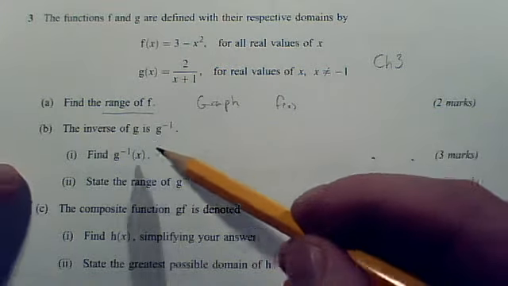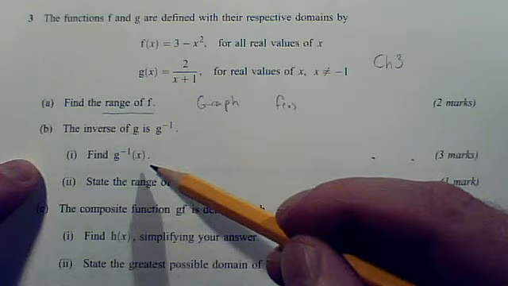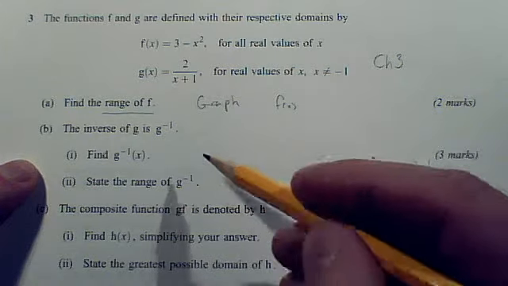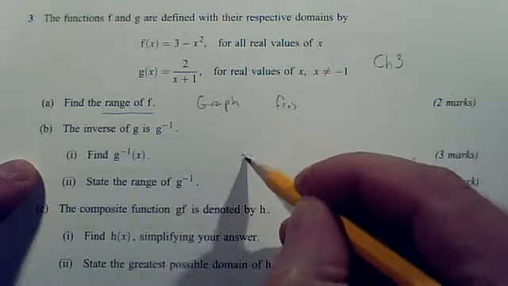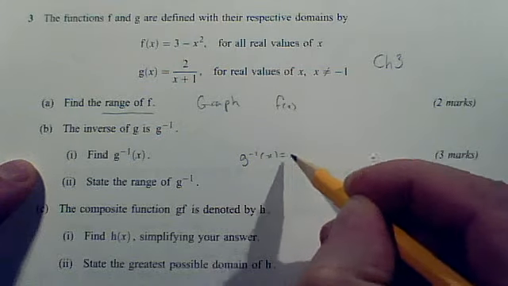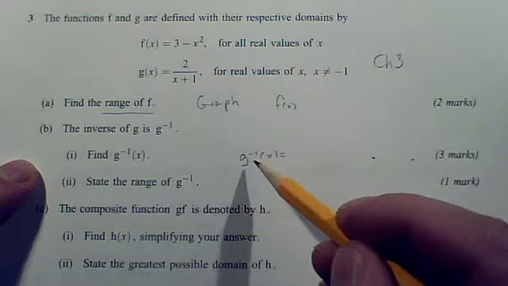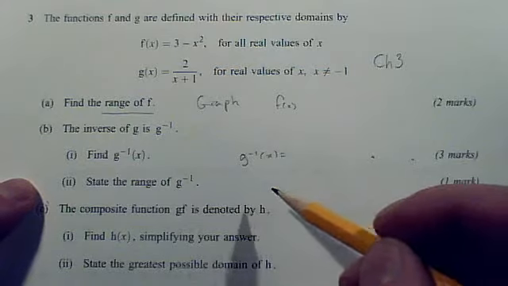Moving on to part B, we've got to find the inverse function. That's a standard method from chapter 3. Don't forget to finish off by saying g inverse of x equals something. So you actually use the symbol g inverse of x at the end of the question.